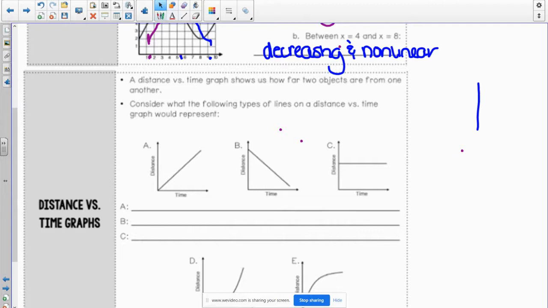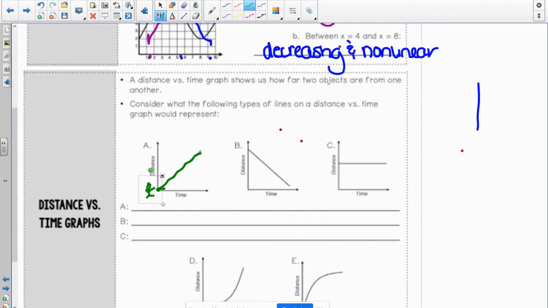So if we look at this first one here, this is your distance, this is your time. So 0, whatever I'm measuring in, 0, whatever I'm measuring. So we could say 0 minutes, 0 distance in feet. Okay, so as I increase in this linear fashion, as time is going up, so is the distance. See how that's also increasing? So we could say this object is moving away from us.